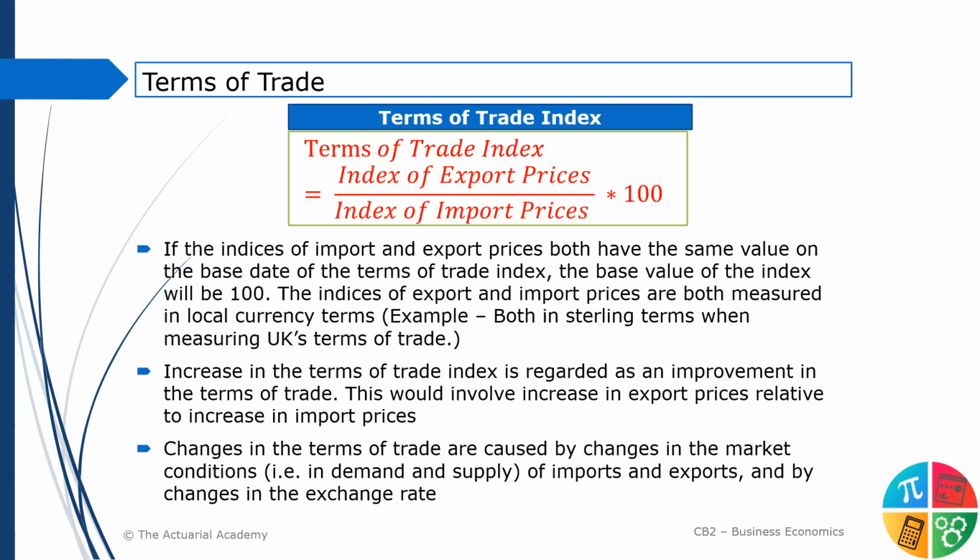Balance of payments would improve, the economy would improve, exports would improve, GDP would improve when the terms of trade index increases, and that would happen when the export prices increase relative to import prices.